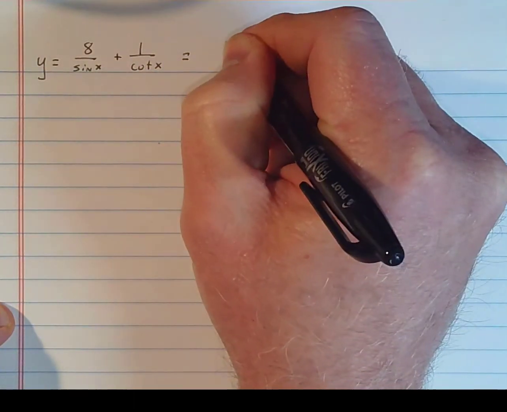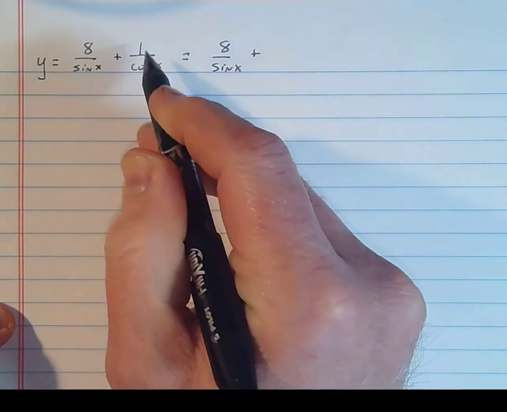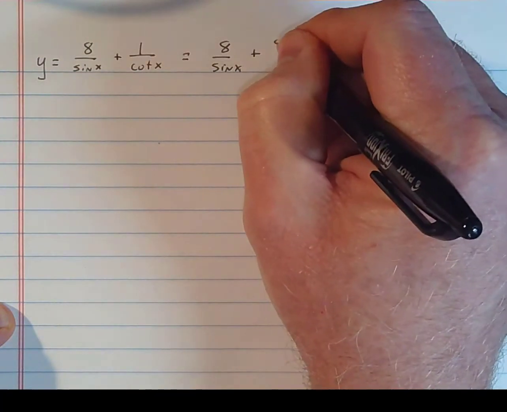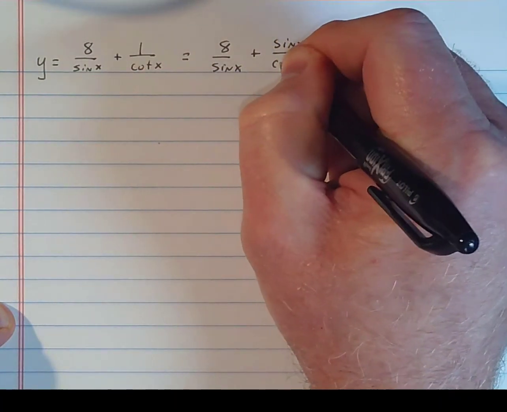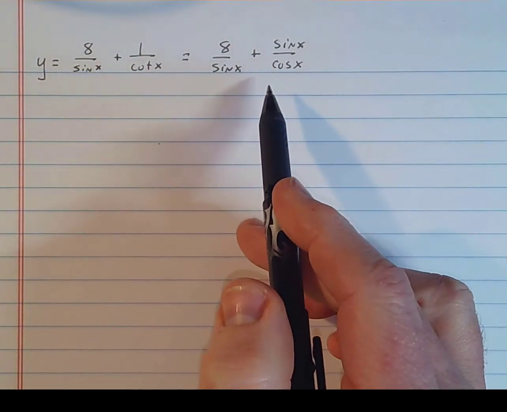So I'm going to rewrite this as 8 over sine x plus, now remember 1 over cotangent is the same thing as tangent, which is sine over cosine. So I got sine x over cosine x. And I'm going to find the derivative. Now notice I've got quotients here, so I'm going to have to think about the quotient rule.